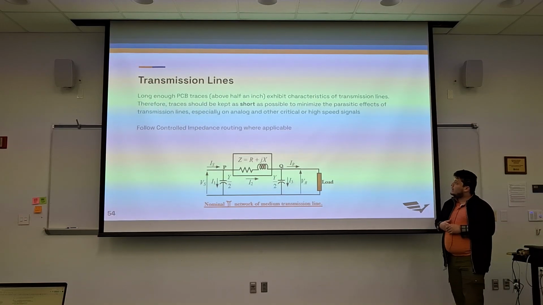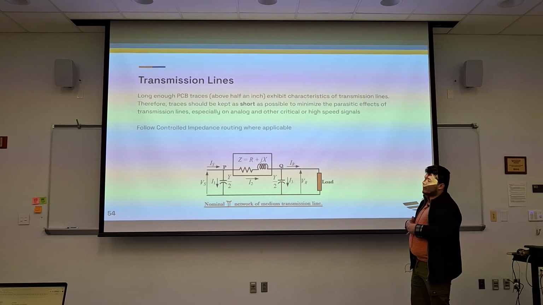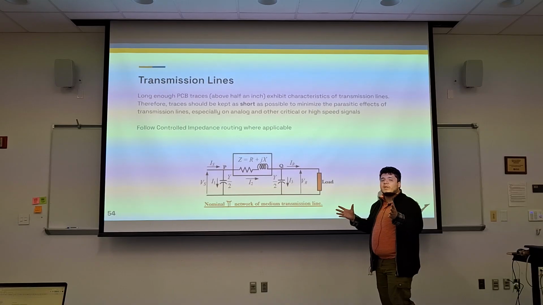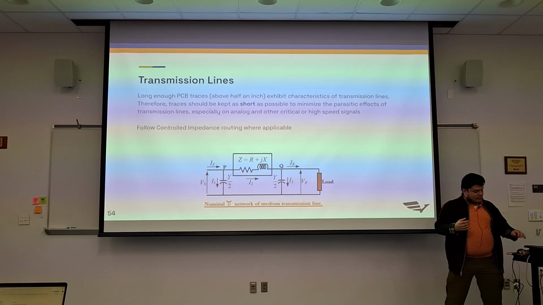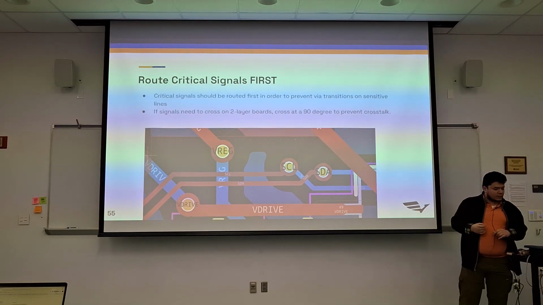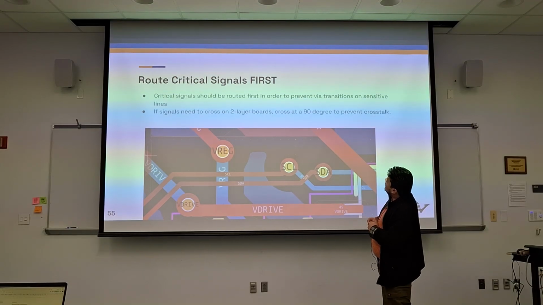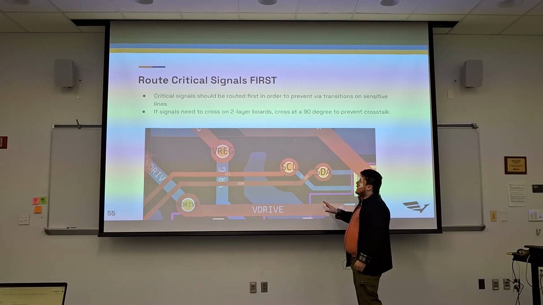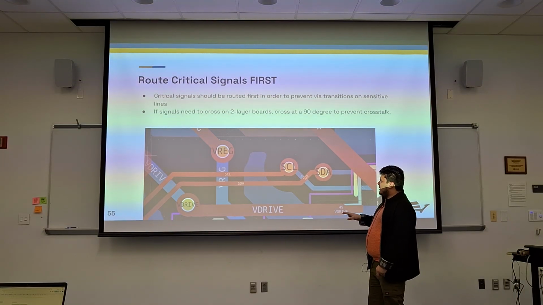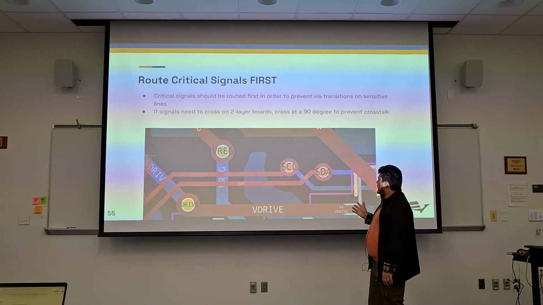So again, we've talked about long enough signal traces acting as transmission lines. And so this is what we've talked about, the controlled impedance. And generally speaking, as we've mentioned, we want to keep our traces as short as possible to minimize these effects, right? And so this is why we're always routing our critical signals first. And ideally, you should be avoiding any sort of via transitions. Now, all of the boards that I got to see, most of them needed some sort of via transition, which is fine. Sometimes it's a necessary evil.